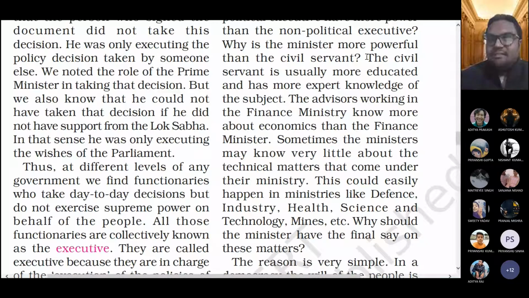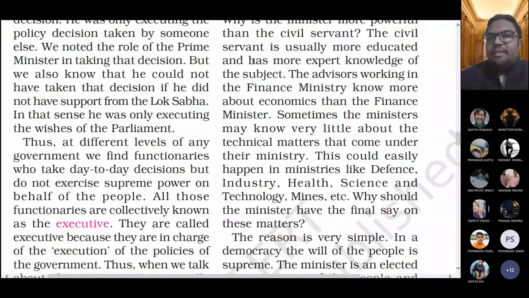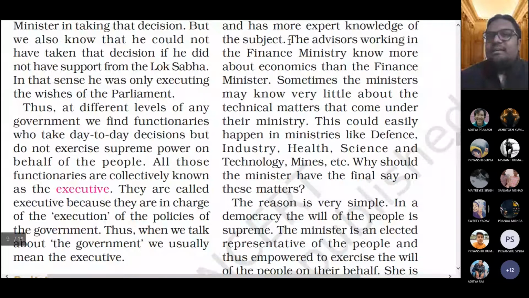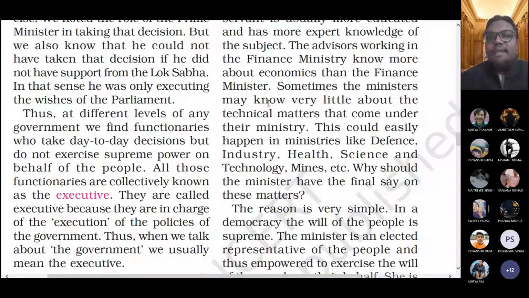So here it is given, the civil servant is usually more educated and has more expert knowledge of the subject. The advisors working in the finance ministry know more about economics than the finance minister. बच्चों एक चीज याद रखना, the finance minister, the defense minister, and be it any of the ministers, they all are assisted by many advisors. There are secretaries. Okay, and the advisors of the cabinet ministers, their secretaries, they all are civil servants.